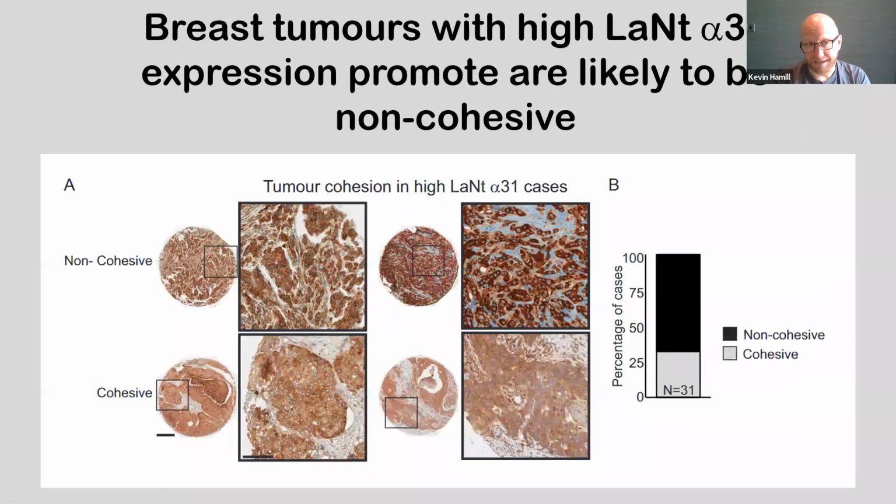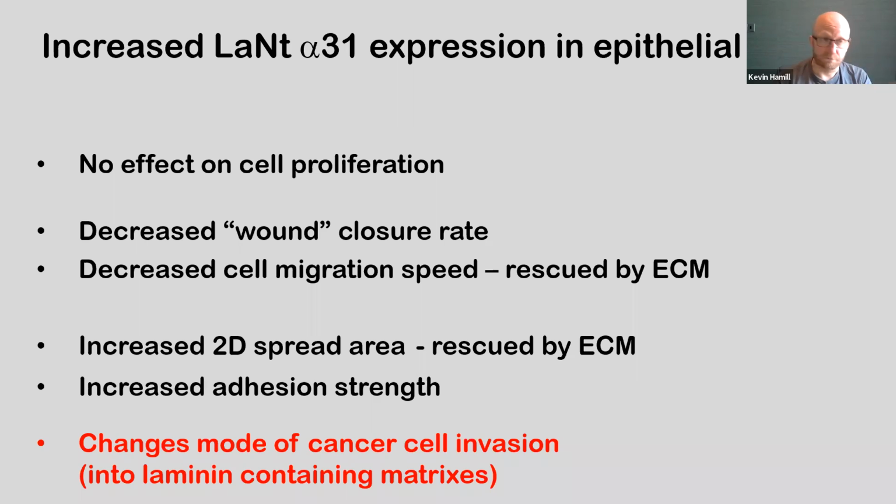And then when we go back and look at the tumor sections, and look at the relative level of cohesiveness in relation to the highly expressing LaNT tissues, we see that you could classify the high LaNT expressing ones as non-cohesive in about 70% of cases. So it does correlate with the phenotype, but it doesn't necessarily mean we're directly seeing that. So together that says we've got a change in the mode of invasion into laminin-containing matrix. So all this is pointing to a laminin or matrix effect.